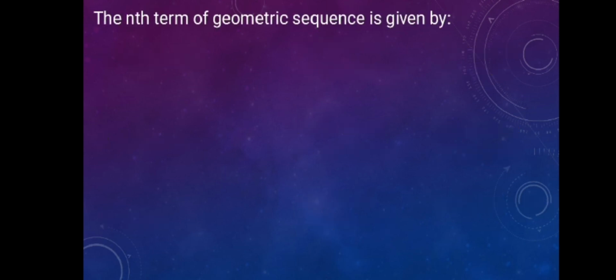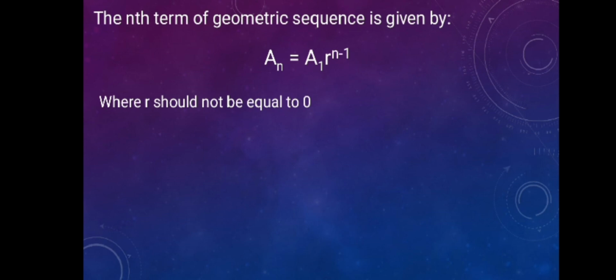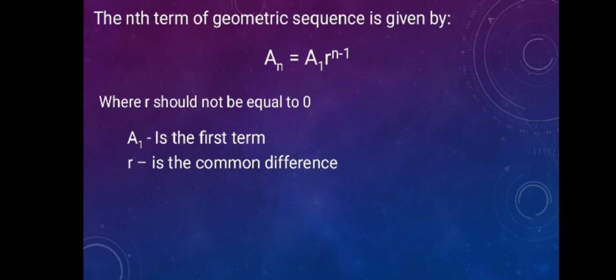The nth term of a geometric sequence is given by, so we have here a formula of geometric sequence. So a sub n is equals to a sub 1 times r raised to the power of n minus 1, where r should not be equal to 0. A sub 1 is the first term, r is the common ratio, and n is the number of terms in a sequence.